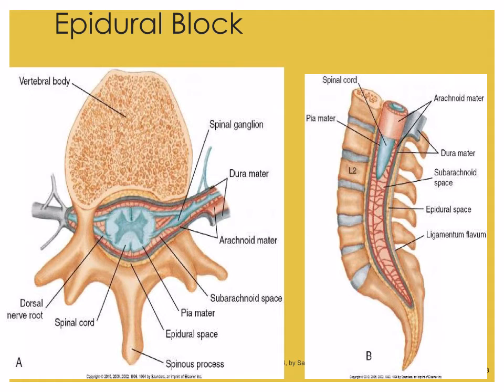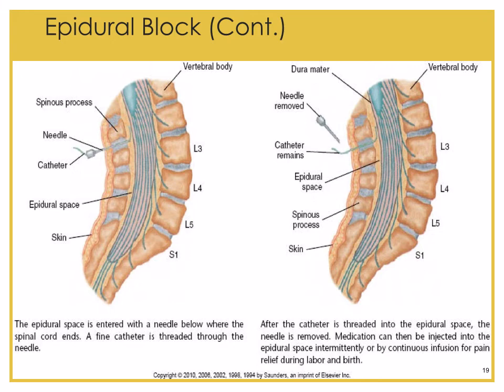That's the safest environment for them since they won't have that full strength in their legs there. In slide 18 and slide 19, we can see great visualizations of the spinal cord and the spinal structures where that epidural block would be placed, again, outside of the dura there. On slide 19, we can see the epidural space is entered with the needle below where the spinal cord ends.